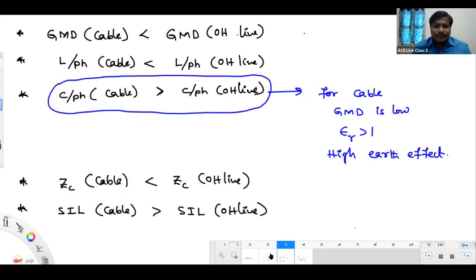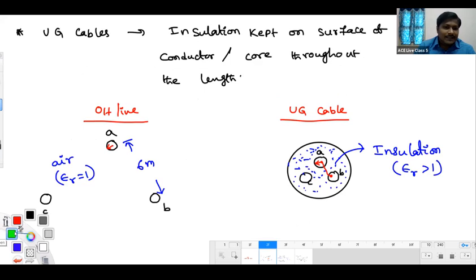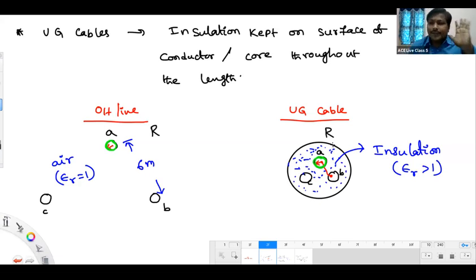Please listen now. See, this is a conductor A, let me consider. It will have some resistance R. Again, this is a conductor A with resistance R. So how is the resistance of conductor A in the overhead line, and how is it in the cable? Generally, resistance is given by the formula rho L by A. Both have the same length and the same cross-sectional area, so both will have the same resistance in view of rho L by A.